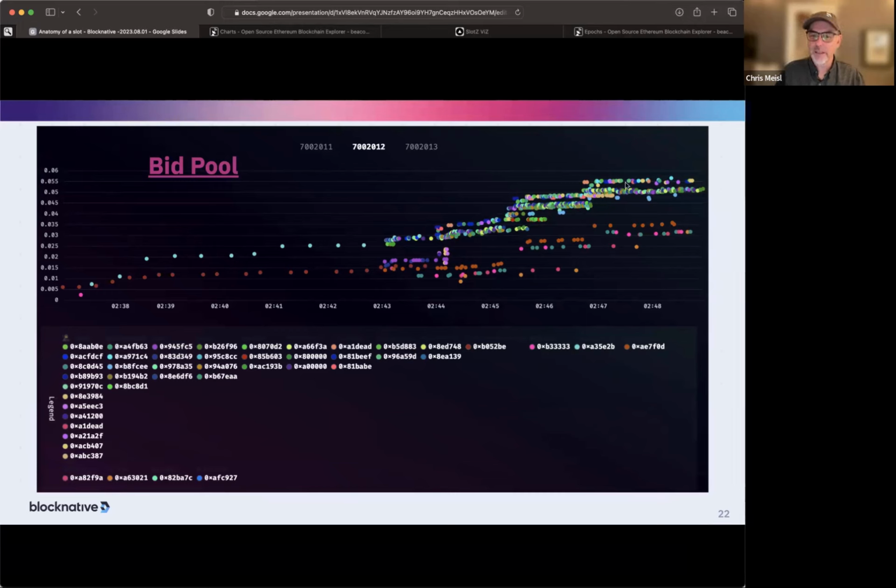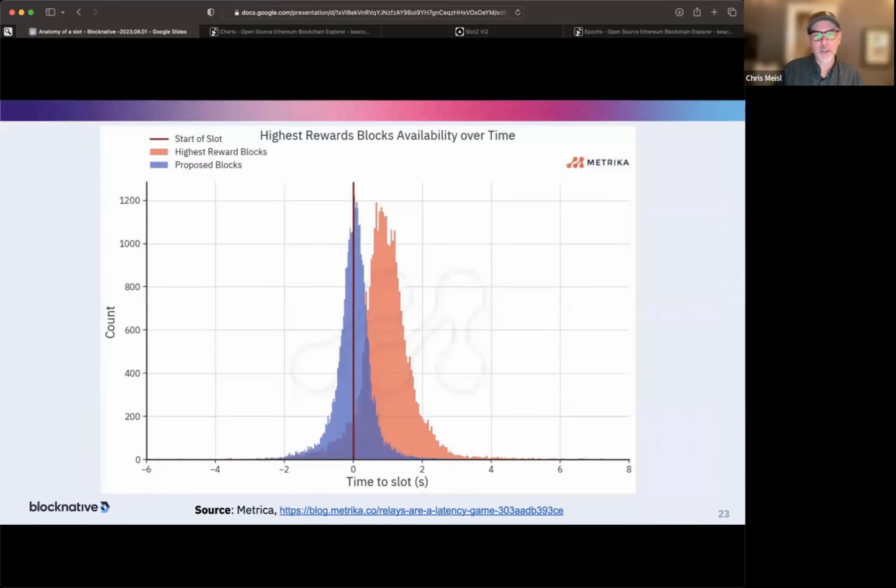So the actual winning block is not necessarily the most valuable block. It was the most valuable block at the time that the proposer was ready to sign a block. And that's kind of interesting because that's shown here also by Metrica, that these are the proposed blocks. This is basically the same as what I showed earlier in the previous Metrica diagram. But the distribution of the highest block rewards, the highest bids, is actually offset from that to the right.